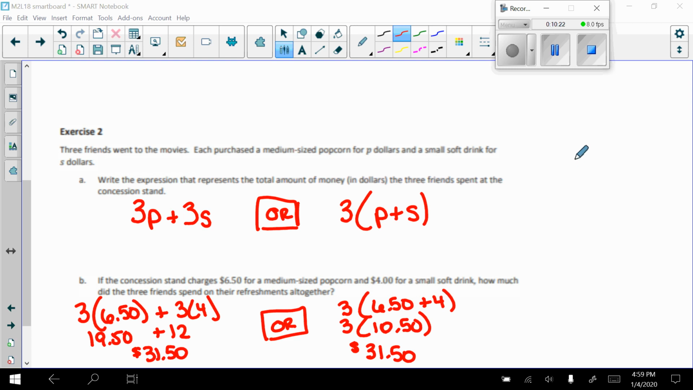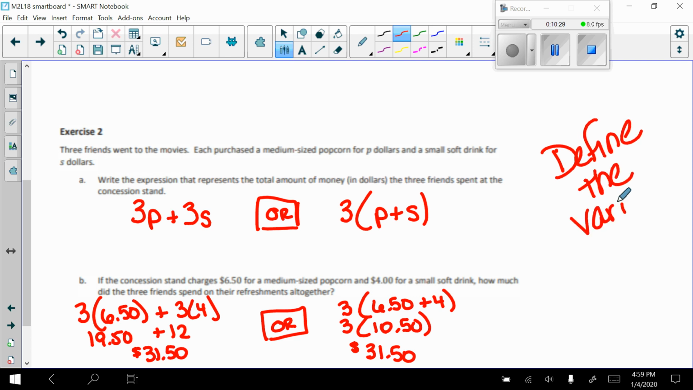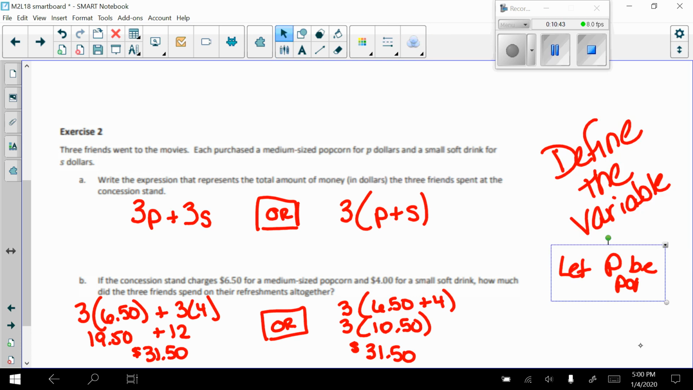Make sure, though, that you define your variables. If they're not told to you in the story, you need to have a let statement. You need to say, let P be popcorn and S be soda. All right, it's really important that you define your variables.